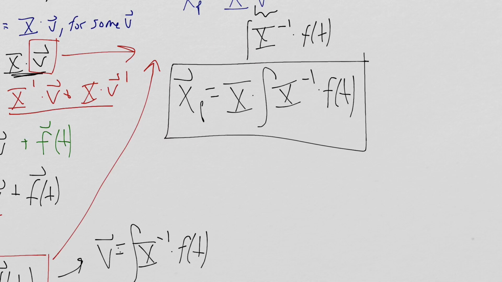I think the next video will be an actual example because I haven't really done any numbers yet. But there you go. That's variation of parameters. I hope it makes sense to you.